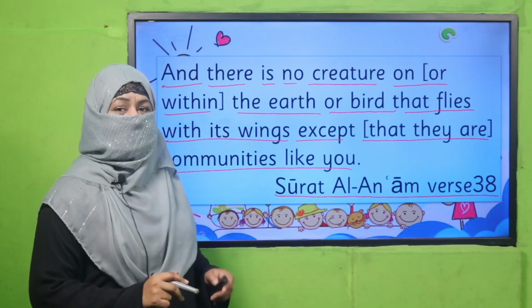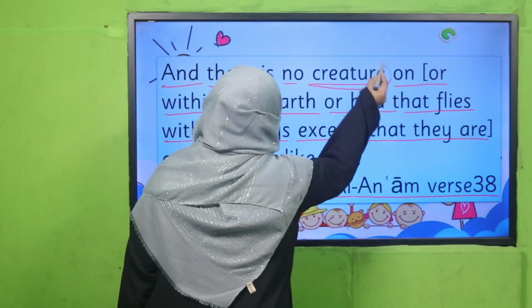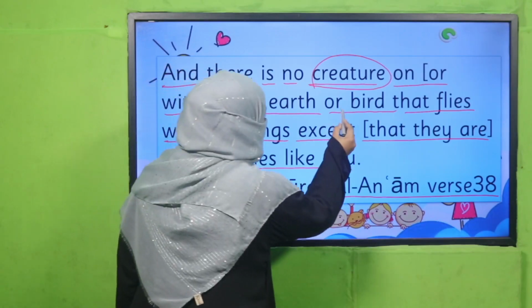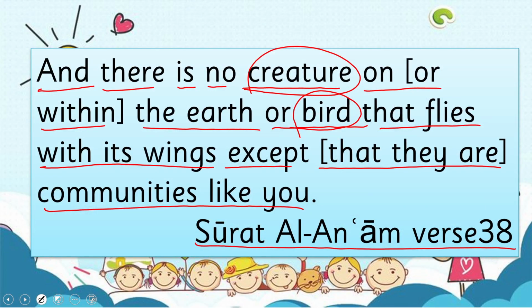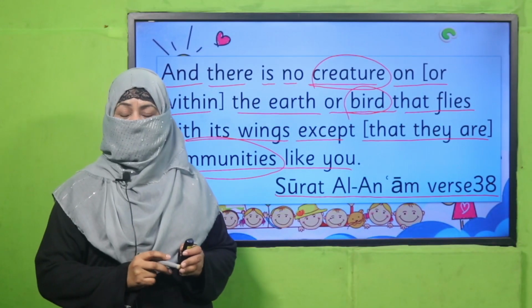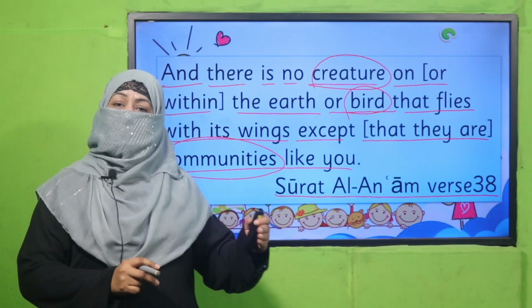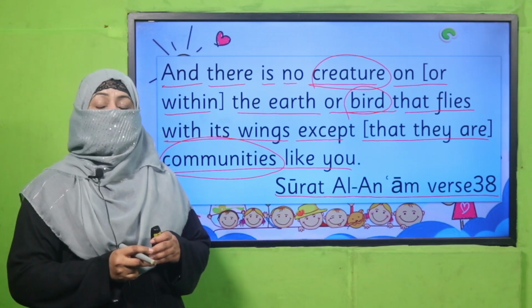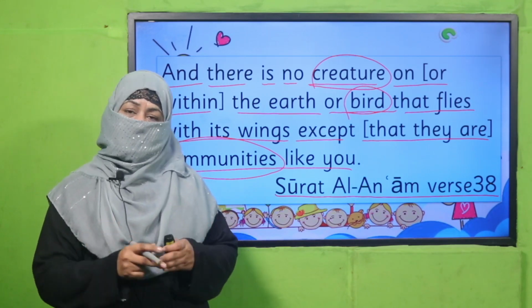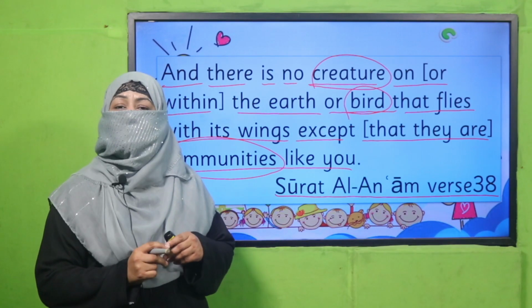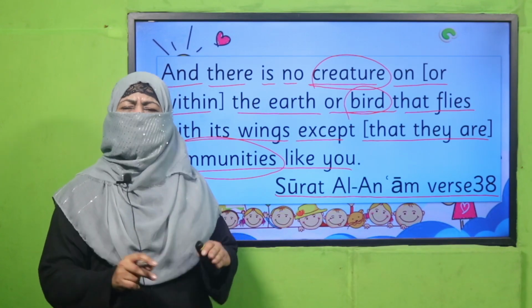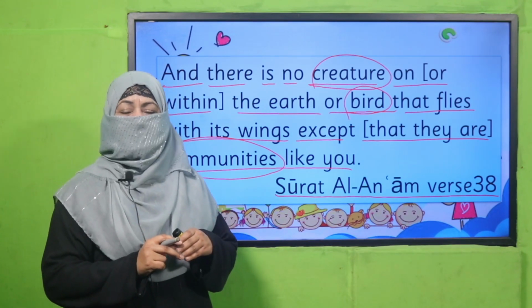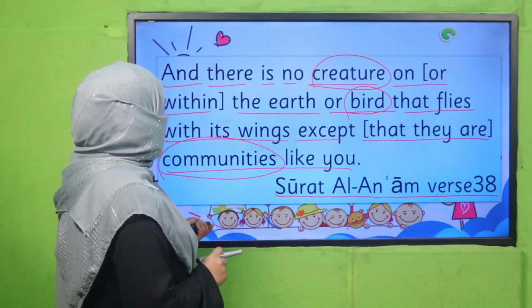Allah subhanahu wa ta'ala is telling us whatever the creatures, the living creatures are there, the birds, the animals, they are in communities, right? The way we live in communities, they also live in communities, right? It means they have mama, baba, and their siblings and like that, right? So there are different type of animals, there are different type of birds, and Allah subhanahu wa ta'ala created all of them. Subhanallah, right? So let's learn further about animals.